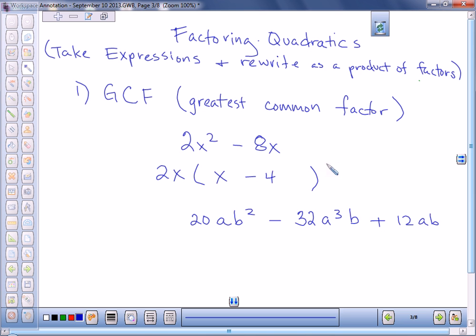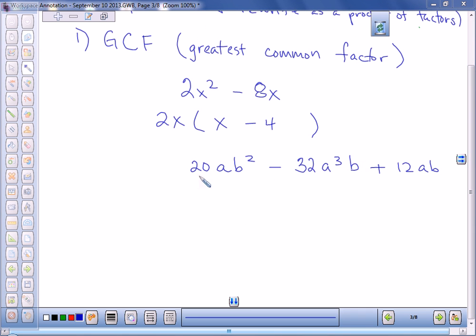So now we have completely factored the expression 2x squared minus 8x by taking the common factor of 2x and factoring it out. And we wrote it as a product of its factors. It's a product of 2x and x minus 4. Make sense? It is completely factored now. All right, so here we have another one. Here's our expression, 20ab squared minus 32a cubed b plus 12ab.